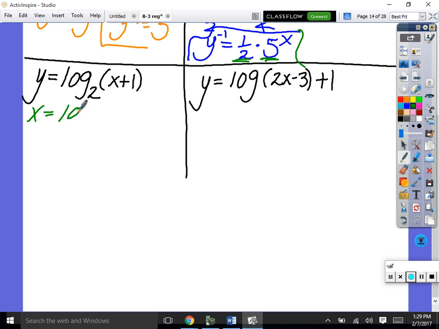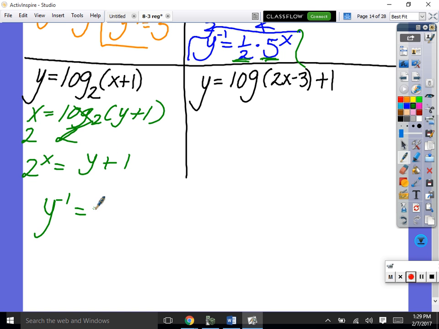Okay, switch x and y. x is equal to log base 2 of y plus 1. Can we subtract 1 right now? No, it's trapped inside the log, so base 2 both sides. 2 raised to the x power equals y plus 1. Next step, subtract 1, right? So y inverse is going to be 2 raised to the x minus 1. So now isn't this a shifted exponential? Down 1, just saying? Okay, that would be my final answer.